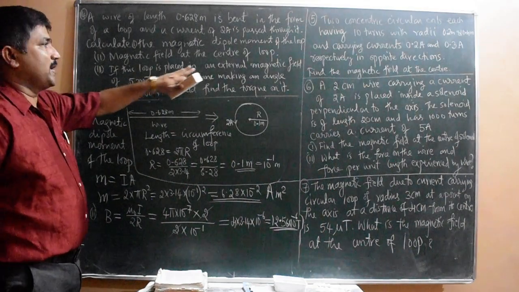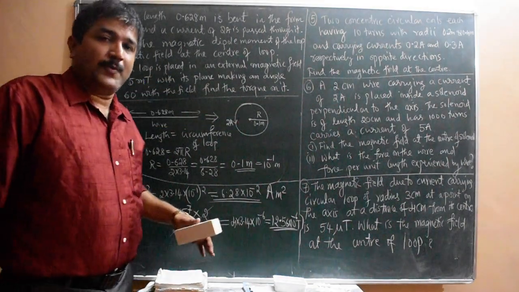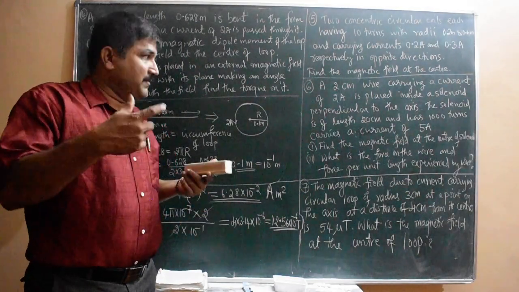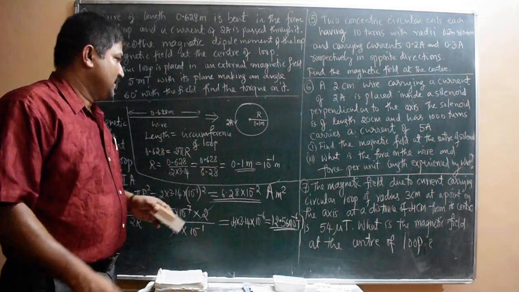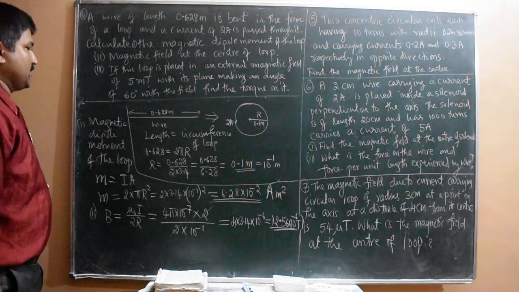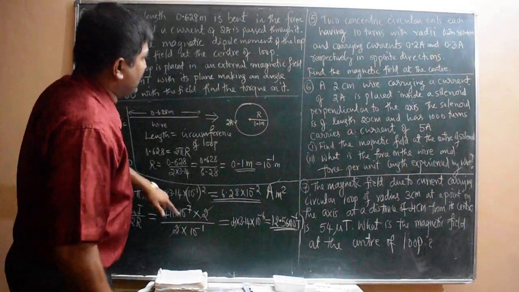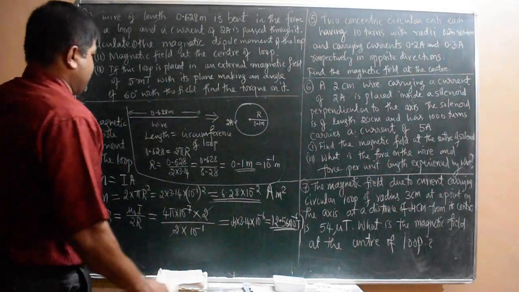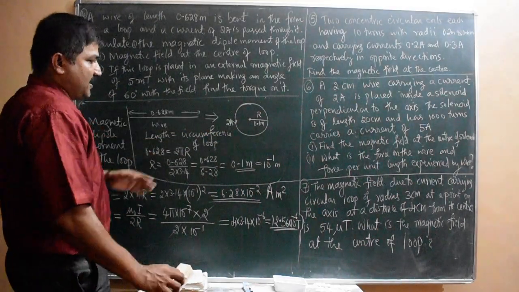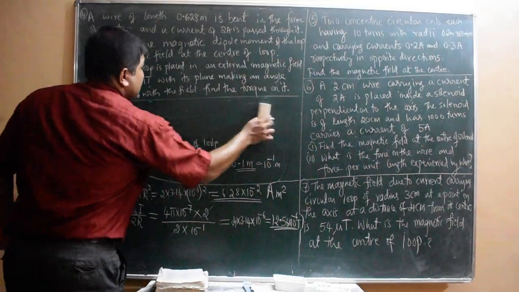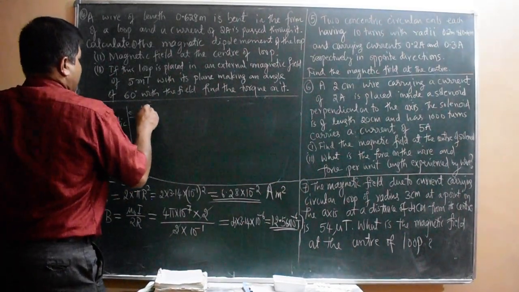And the third part, what is the torque experienced? Whenever this current carrying loop is placed in some external magnetic field, this loop will experience a torque. So torque experienced you have to do. I will drop this part and do it here. I hope you understood this part. Length equal to circumference, hence we get the radius. So now what I have to do is the torque experienced by the loop.